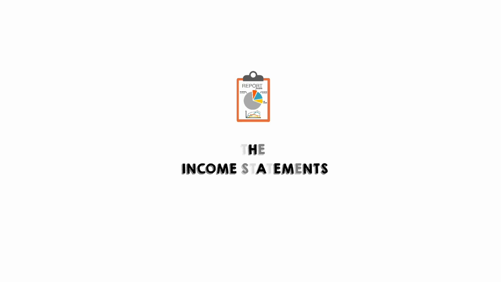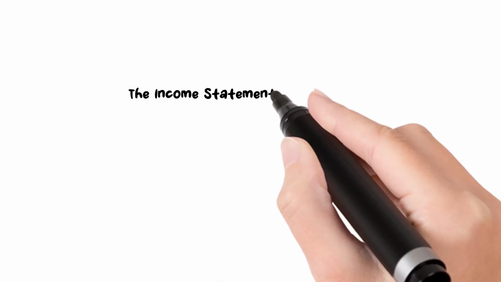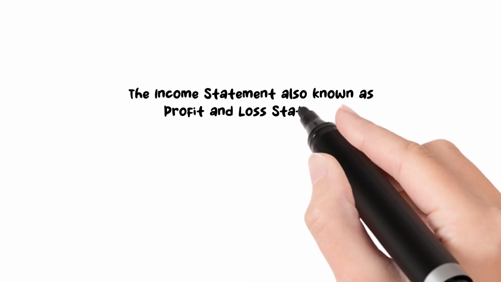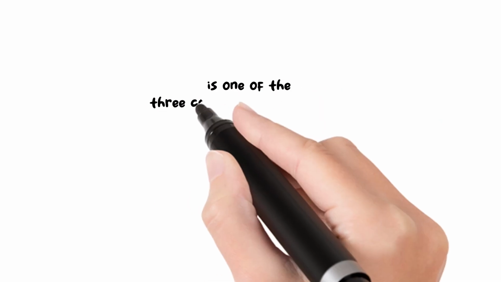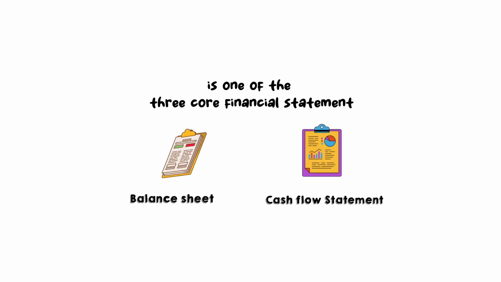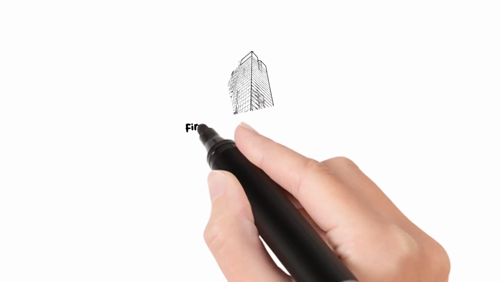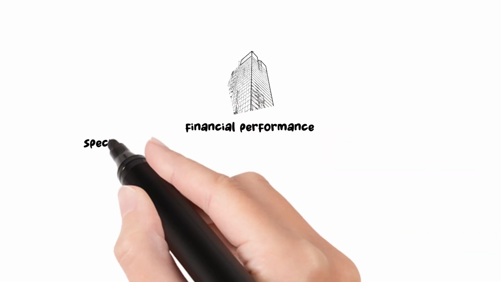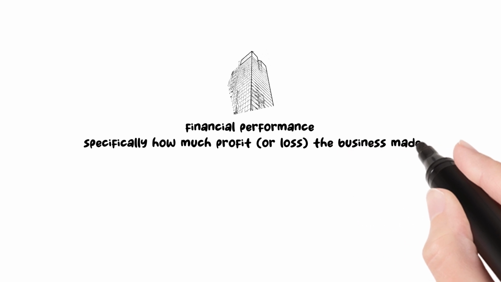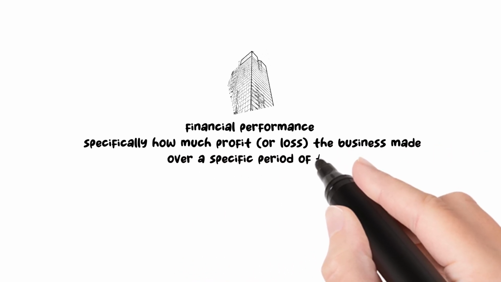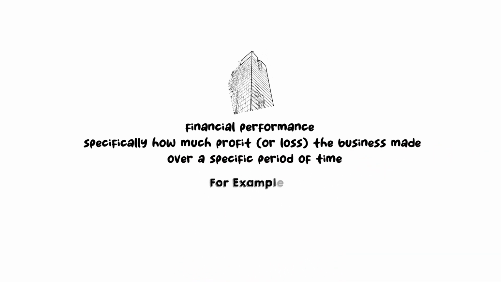The income statement, also known as profit and loss statement or P&L statement, is one of the three core financial statements, along with the balance sheet and cash flow statement. It shows a company's financial performance, specifically how much profit or loss the business made over a specific period of time. For example, month, quarter, and year.